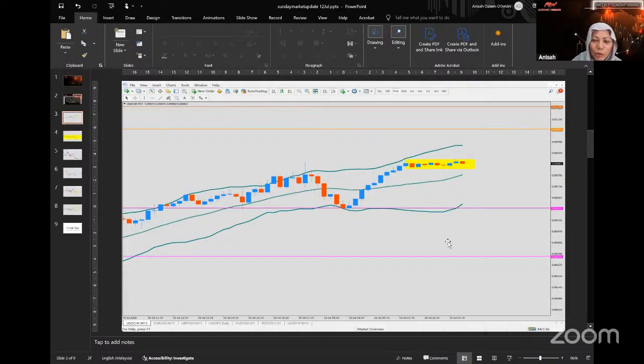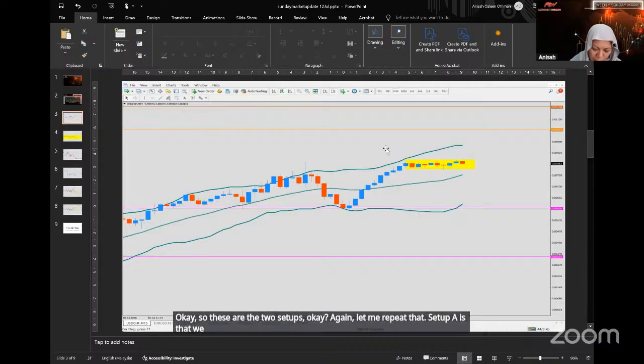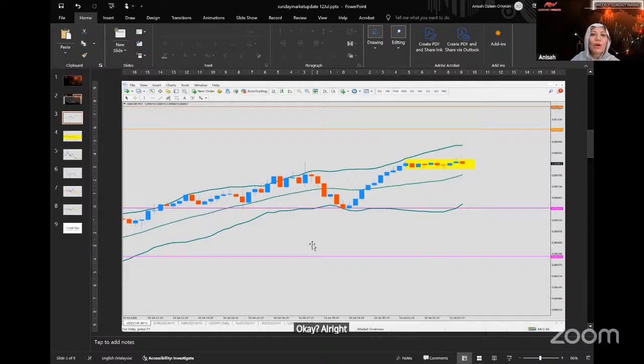So these are the two setups. Again, let me repeat that. Setup A is that we trade upon the breakout of the rectangle, and setup B, the second setup, is when the price retraces to the mid BB. All right, so let's move on to our next pair.